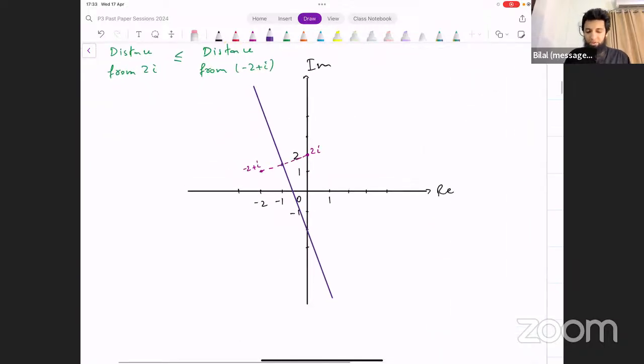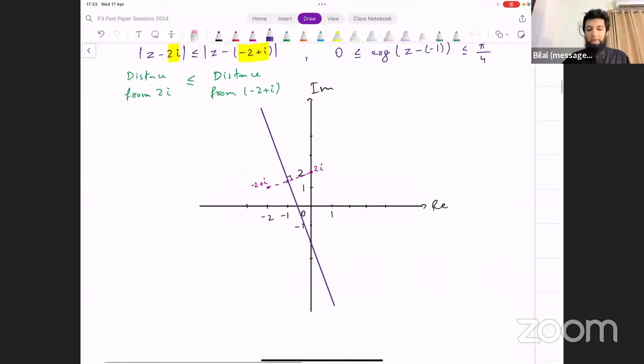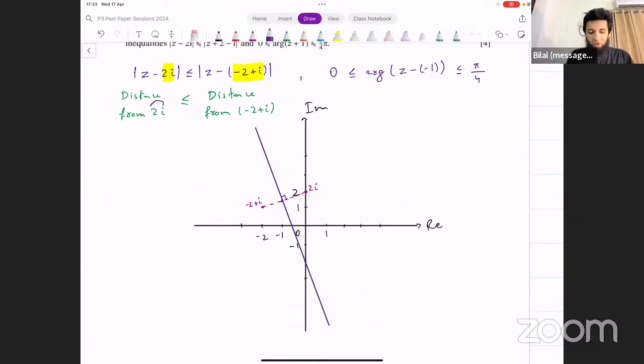This is the line that you draw. This is the perpendicular bisector of those 2 points. Okay. And now what does it say? Distance from 2i is less, and the distance from -2 plus i is more. So the point that has less distance from z, that should be closer to z.